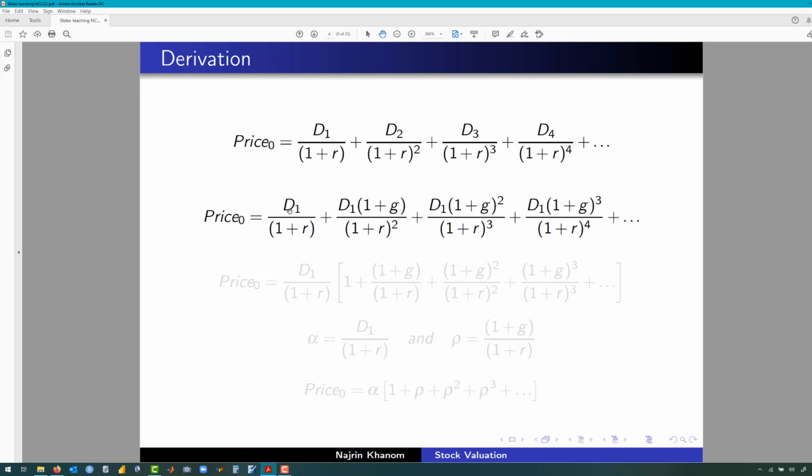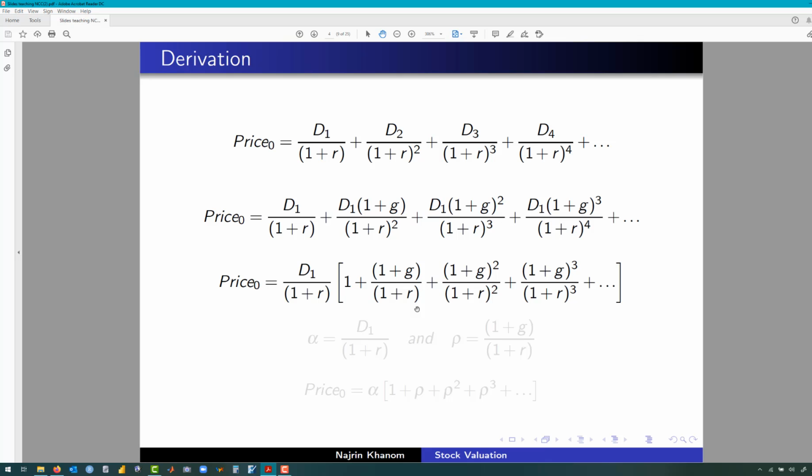For each of these, we have one D1 in all of them. We have at least 1 plus R in each of these. So let's factor those out. So if we factor this out, D1 over 1 plus R, then for the first term, we're just left with 1. In the second one, there is 1 D1, we took that out. We have 1, but we still have the 1 plus G remaining for the numerator. So the numerator is just 1 plus G. For the denominator, we took out 1 plus R, and we have 1 plus R remaining.